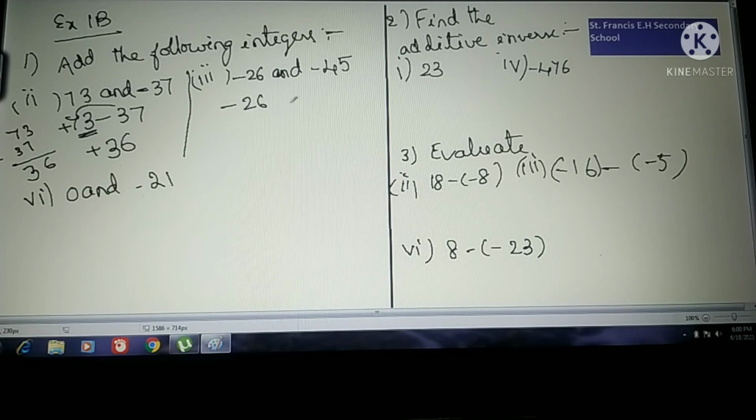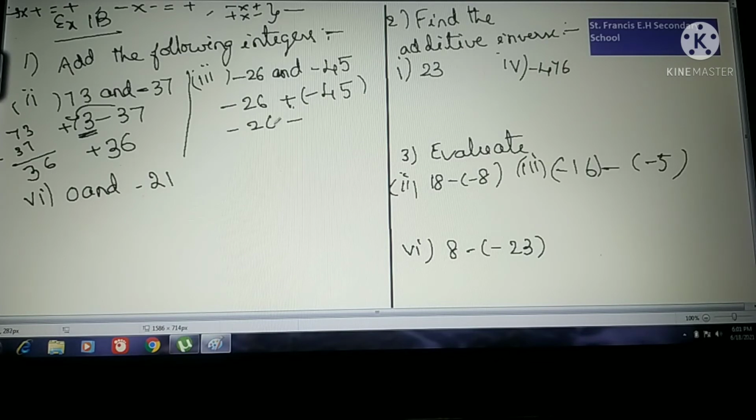Minus 26 addition, so plus of minus 45. Now we have to add these two. First I will apply the sign here. You know these things. Can you remember these? Plus into plus, always you will get plus only. Minus into minus, also plus. But minus into plus, plus into minus, both the times you will get minus only. Understood?